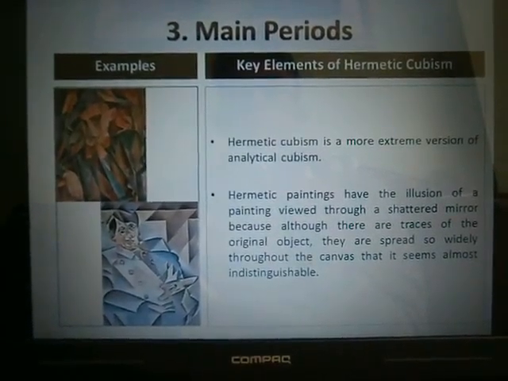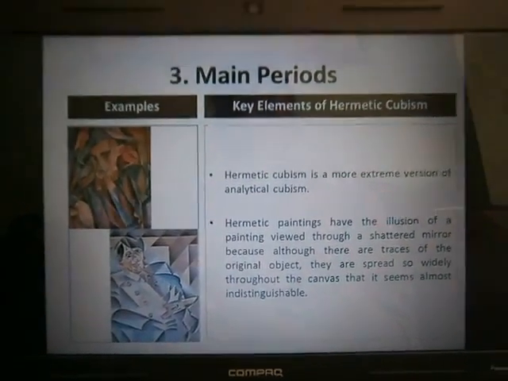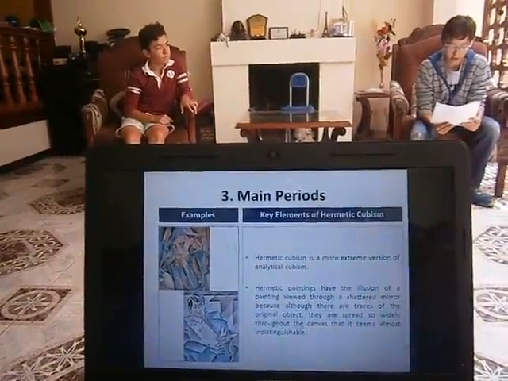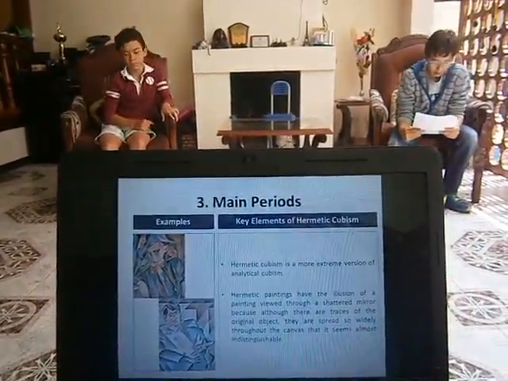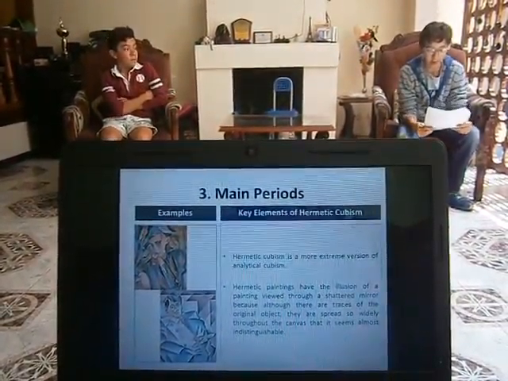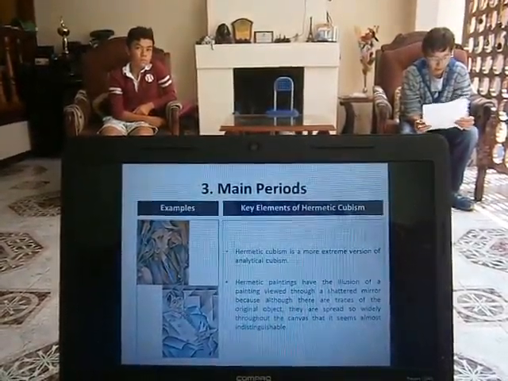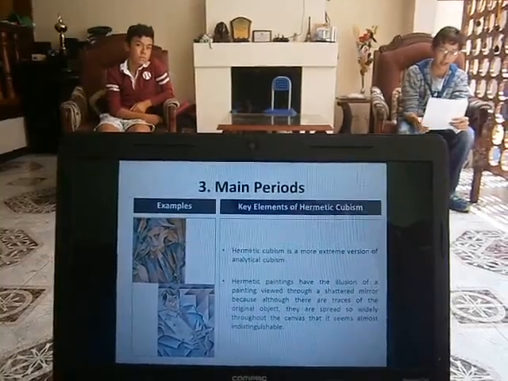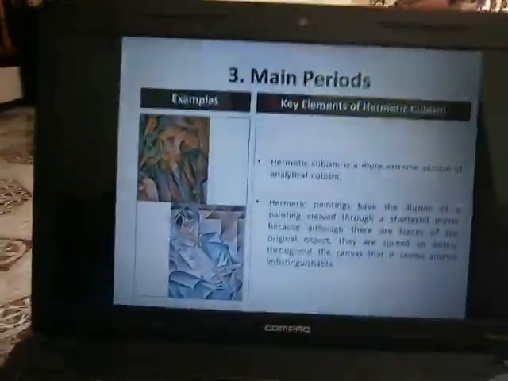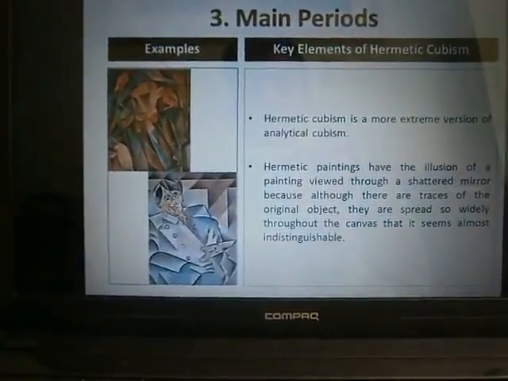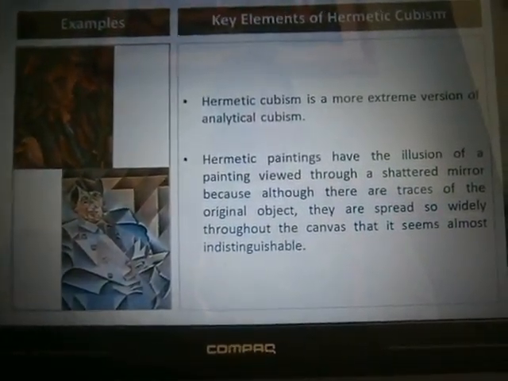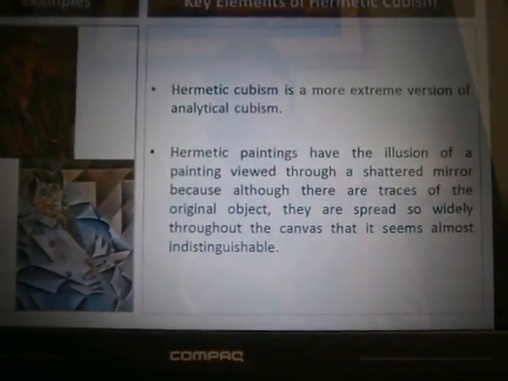Key elements of hermetic Cubism. Hermetic Cubism is a more extreme version of analytic Cubism. The background and the foreground of the paintings are indistinguishable, and the faces are more split. Hermetic paintings have the illusion of a painting viewed through a shadowed mirror, because although there are traces of the original object, they are spread so widely throughout the canvas that they seem almost indistinguishable.